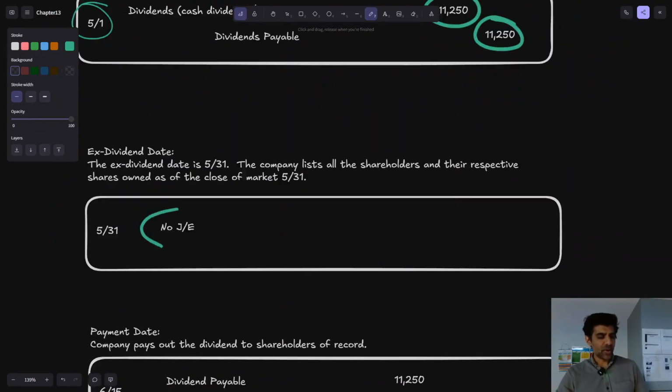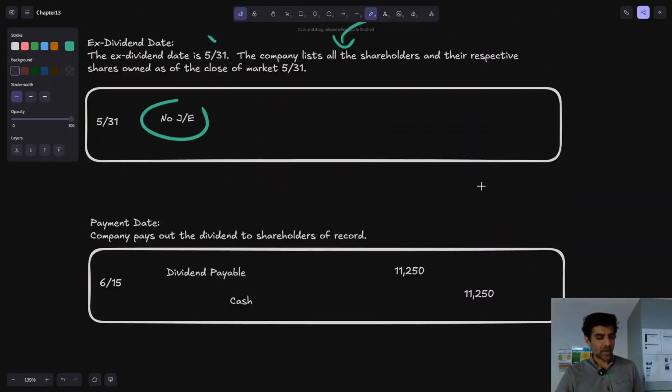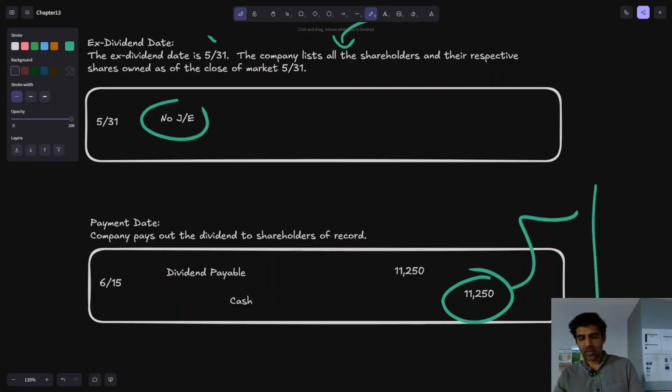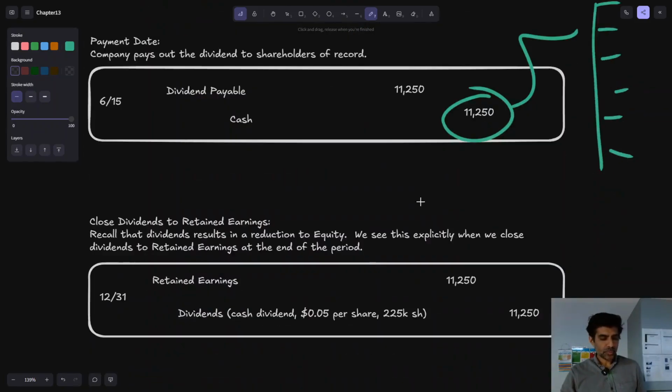On the ex-dividend date, there's no journal entry, but you will have a list of all the shareholders and their respective share count as of this ex-dividend date, and that's who you're going to pay. Then on the payment date, the cash goes out to all the people on your list. This is one journal entry amount, but it's really split between however many shareholders you have. And then, of course, you close dividends to retained earnings.